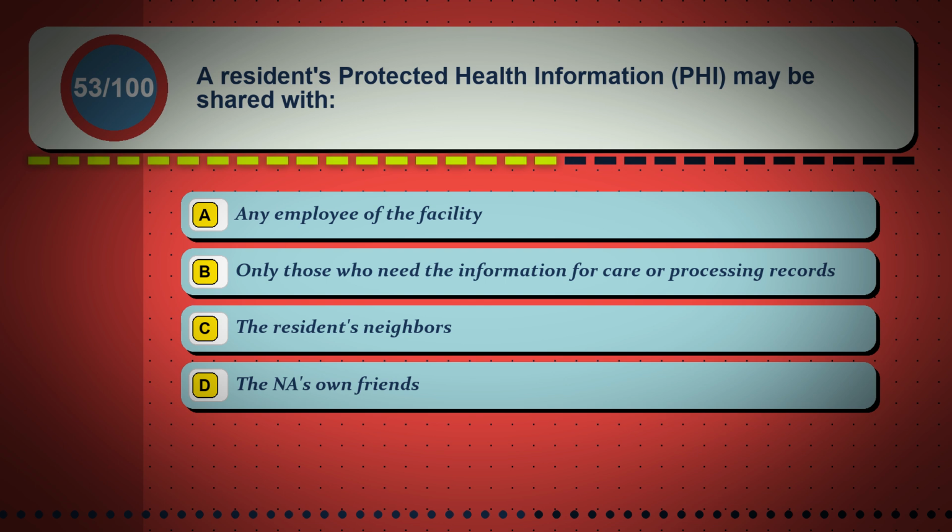Question 53. A resident's protected health information, PHI, may be shared with option A. Any employee of the facility. Option B. Only those who need the information for care or processing records. Option C. The resident's neighbors. Option D. The NA's own friends.